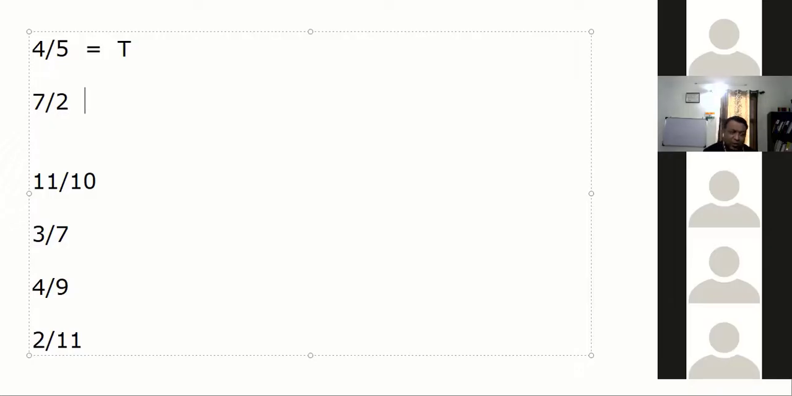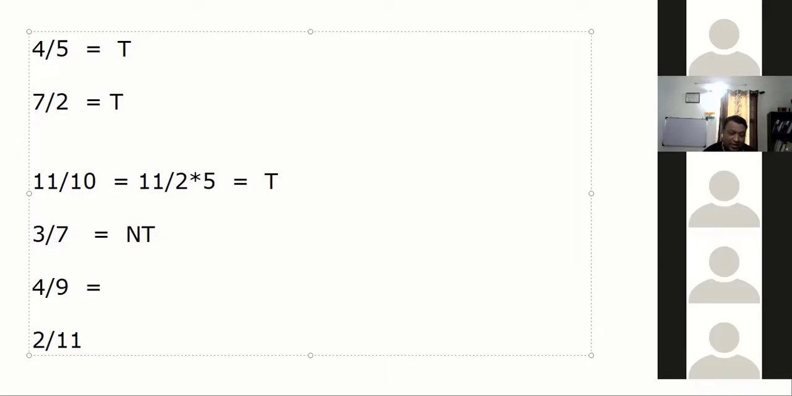7 by 2. Denominator is only a power of 2. Terminating. 11 by 10. 11 by 10 मतलब क्या होता है? 2 into 5. Here also the denominator is only in the form of 2 and 5. Terminating. 3 by 7. You check. You do 3 by 7. It will never terminate. Keep going. Non-terminating. Because in the denominator there is no 2 and 5. It should be of the form 2 and 5 only. But it is non-terminating because 7 is there.